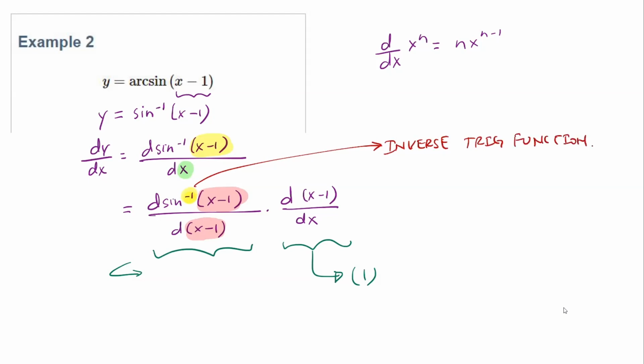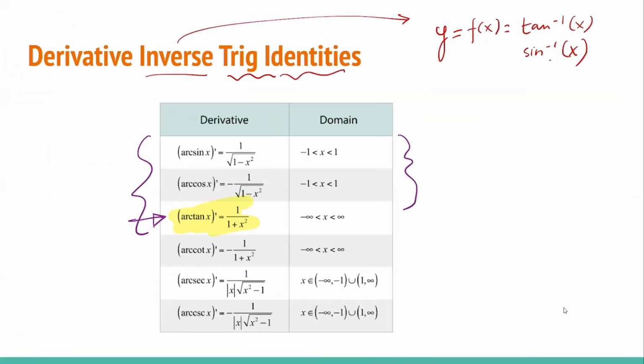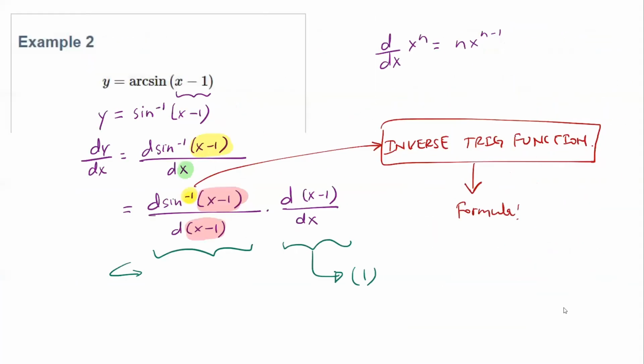All right, so what should we do next? We know that this is an inverse trig function, so we should go to the formula sheet and look for the relation for that formula. Let's go back and see here: what is the derivative of arc sine x, right? This is the relation we're going to use. It will be 1 over square root of 1 minus x squared, right? So this is going to be 1 over the square root of 1 minus.